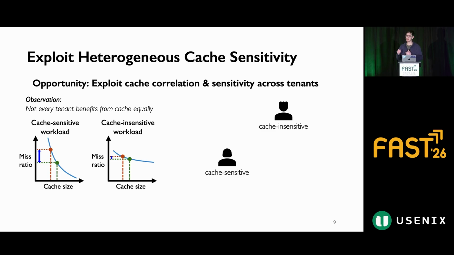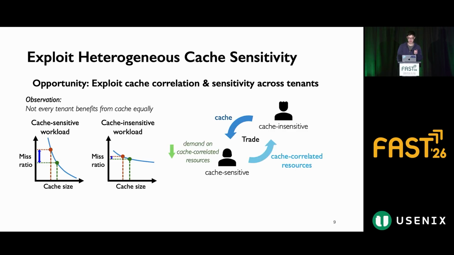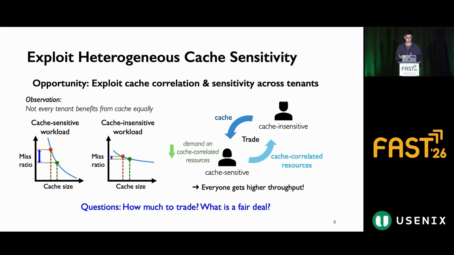We can imagine that cache-insensitive tenants donate some cache to some cache-sensitive tenant such that its demand on the cache correlated resource will drop. So we can take these saved resources and then benefit the cache-insensitive tenants. Ideally, we can eventually get a sweet spot such that everyone gets higher throughput than they used to when we have partitioned the cache and other resources equally. But the problem is how much resource trading we're going to do and what is a fair deal to do.